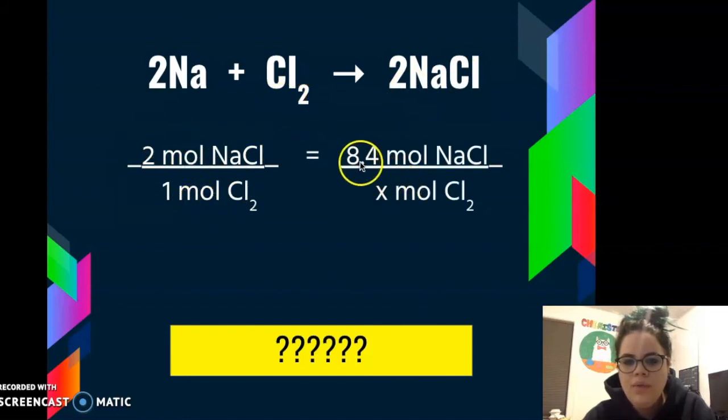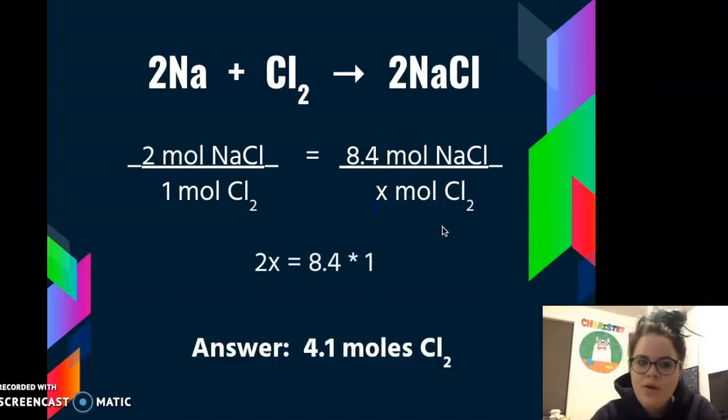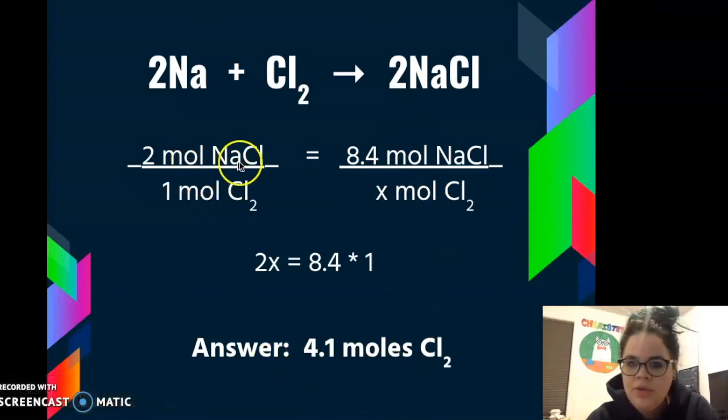I know in the problem I have 8.4 moles of sodium chloride, and I'm trying to find the moles of chlorine. Cross multiply, you should have put 4.1 moles of chlorine. Now, if you flipped this ratio and you had chlorine on top and sodium chloride on the bottom, as long as you did the same here where you put your problem numbers, you will still get the same answer. The main thing is you keep the numerator units consistent and the denominator units consistent as well.